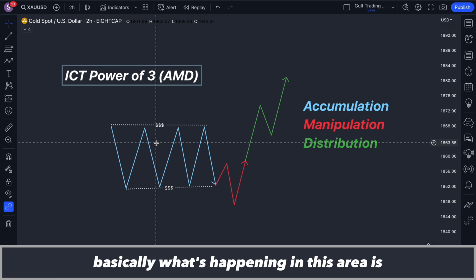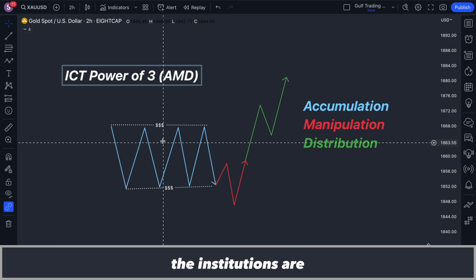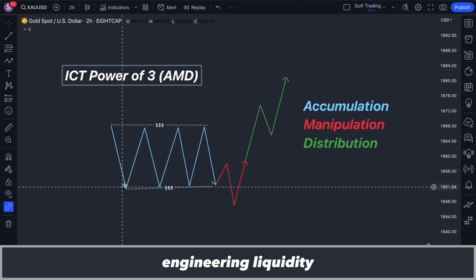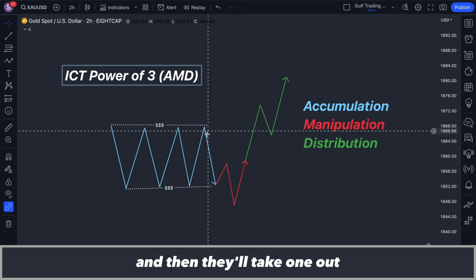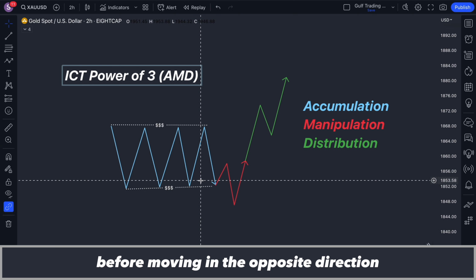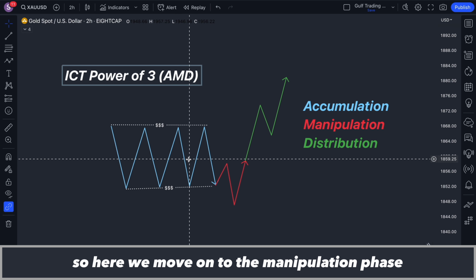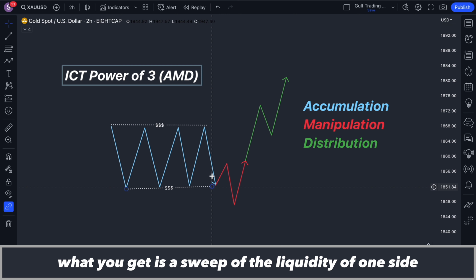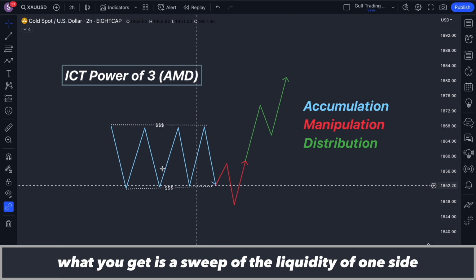Basically what's happening in this area is that price is just moving sideways. The institutions are engineering liquidity on both sides of the market, and then they'll take one out before moving in the opposite direction. So here we move on to the manipulation phase, and seen in red, what you get is a sweep of the liquidity of one side.